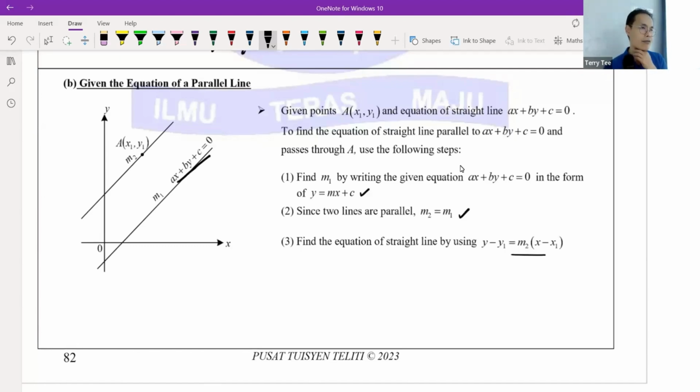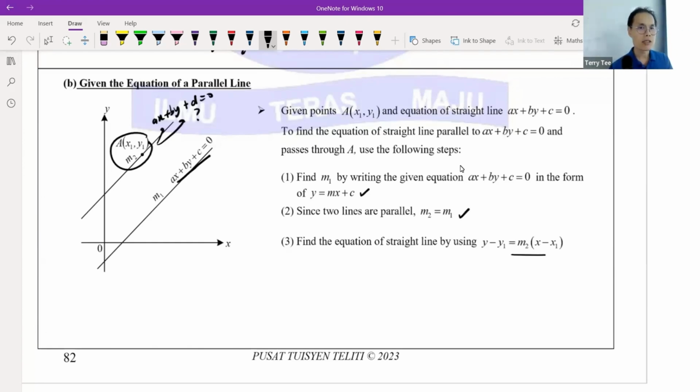But personally, I don't know why they don't want to teach you this method. When two lines are parallel, do you know that your ax plus by value must be the same? This one I put a plus c, maybe I can put a plus d. So it's easier if you just take this point, sub it inside, and find the value of d.